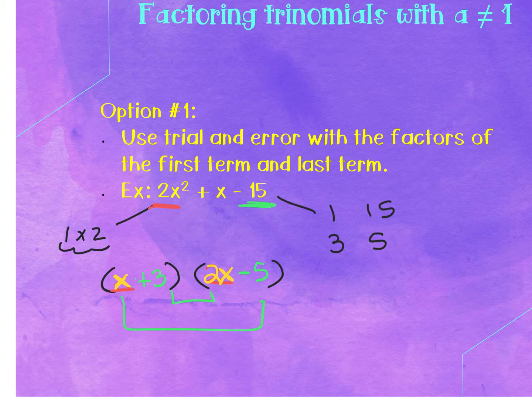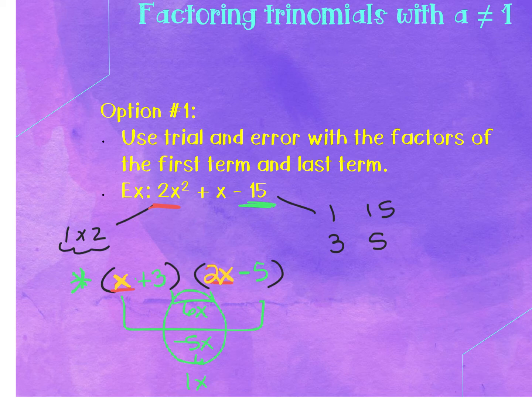So inside gives me 6x. Outside gives me negative 5x. Notice now when you combine these, you do get the positive 1x, which is in the middle. So you got lucky, we got the 2 factors. So this is the trial and error. You just start trying all the different combinations to get them to go in.